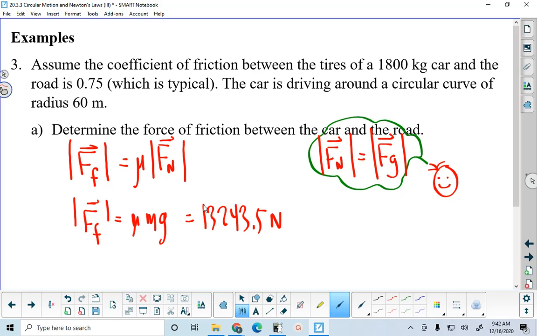Now, before we go on, you need to understand something very important about this. That's the force of friction between the tires of the car and the road, no matter how fast I'm going. That's the force of friction. If I go faster, nothing changes. If I go in a straight line or in a curve, nothing changes.